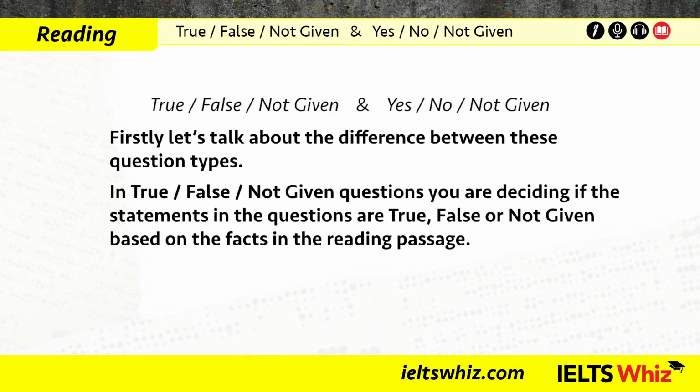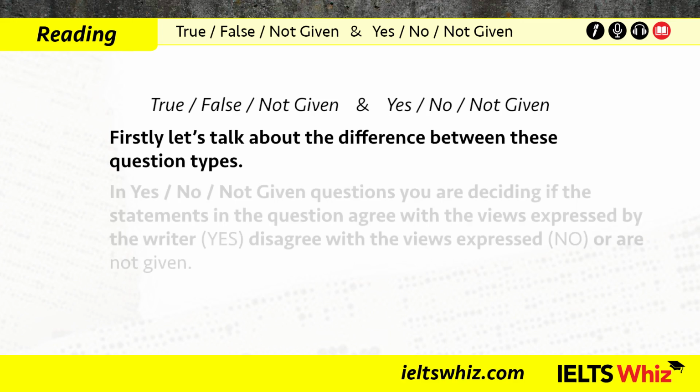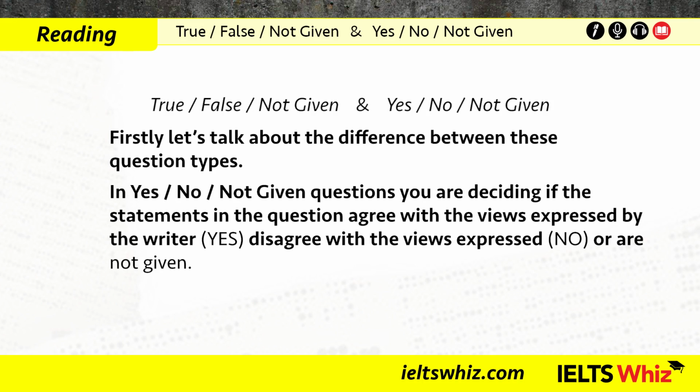In true, false, not given questions, you are deciding if the statements in the questions are true, false, or not given based on the facts in the reading passage. In yes, no, not given questions, you are deciding if the statements in the question agree with the views expressed by the writer, which is yes, or disagree with the views expressed, which is no, or if the information is not given.